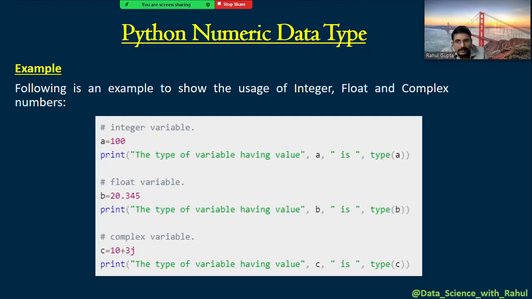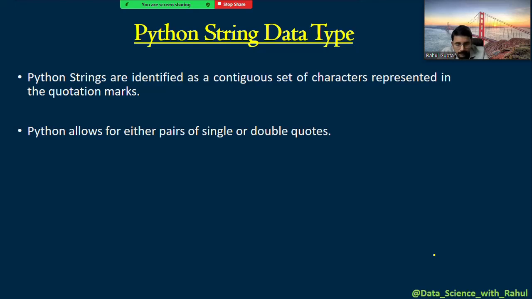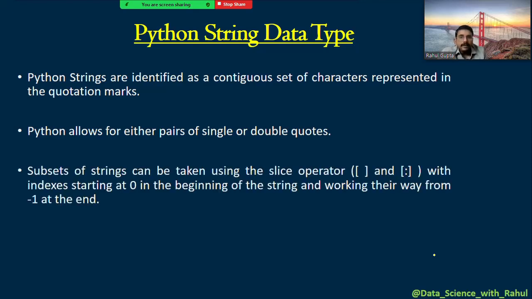For an example, this is an integer variable a equal 100, and if I print here type of variable a, type(a) is basically a command which tells you what kind of variable it is. So we can print that and we can identify. So if I put type(a), it will say it is basically an integer. Now float variable, similar way, it is a decimal. So if I print, we should get a float. It's a complex number, so 10 plus 3j. So if I type c, what will be the output for this? Complex number, correct?